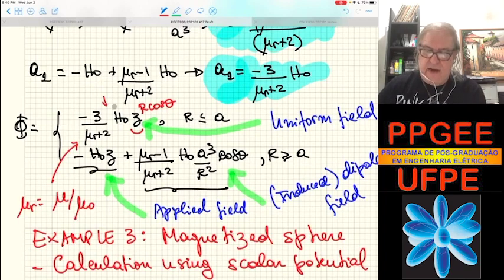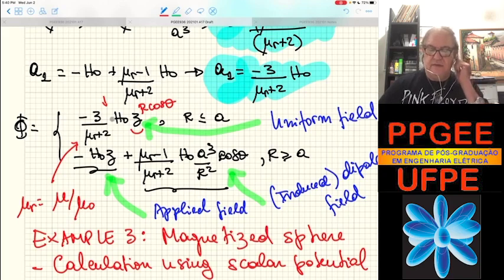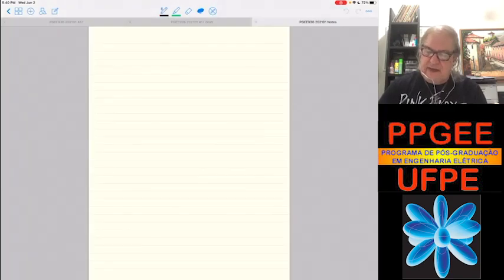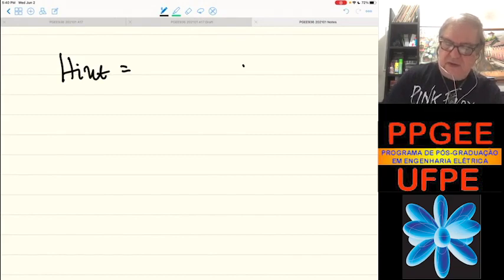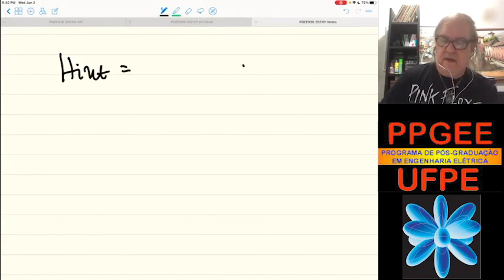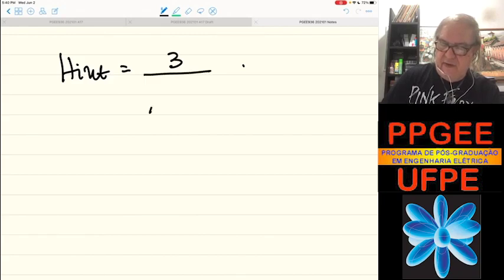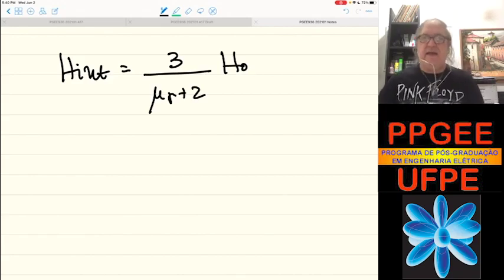So let's interpret what those things are here. This is the internal field, the coefficient of the potential, because the field is the derivative in Z. The field is directed along the Z direction. So the internal field, let's call it like this: internal field equals 3 divided by mu r plus 2, times H0. H0 is the applied field.